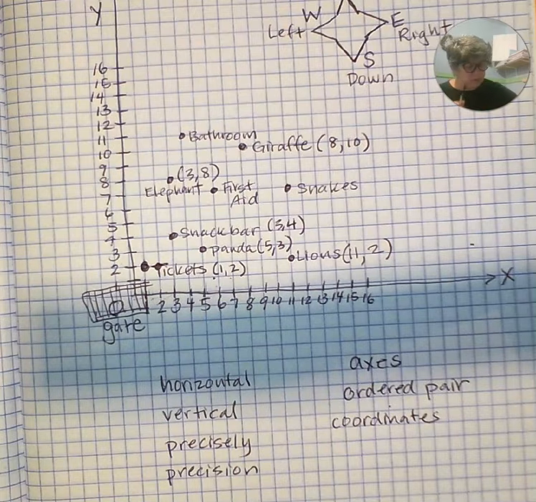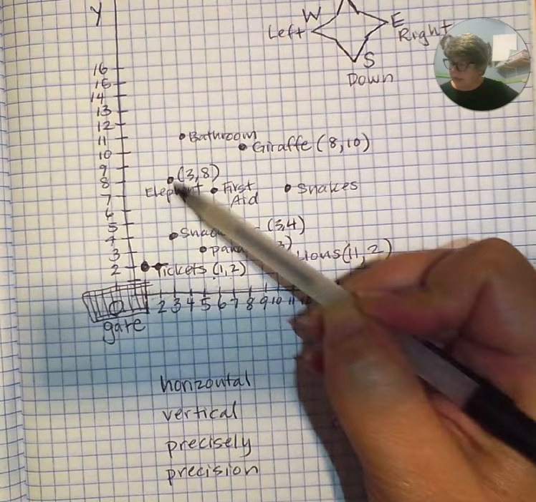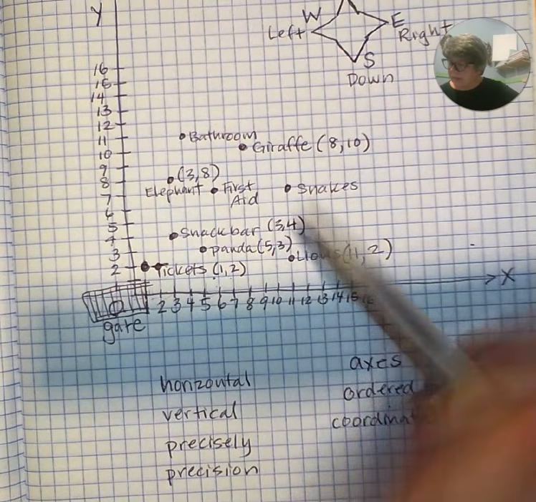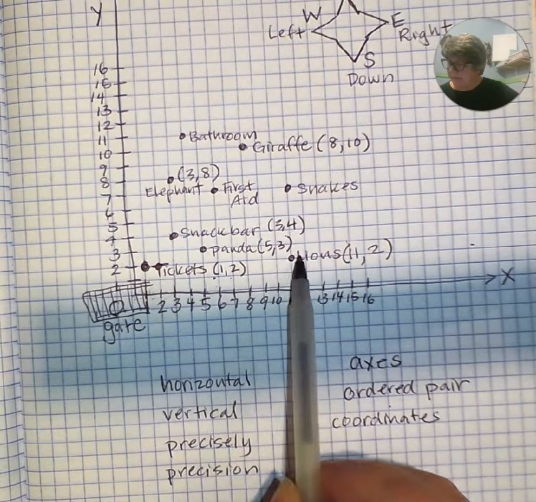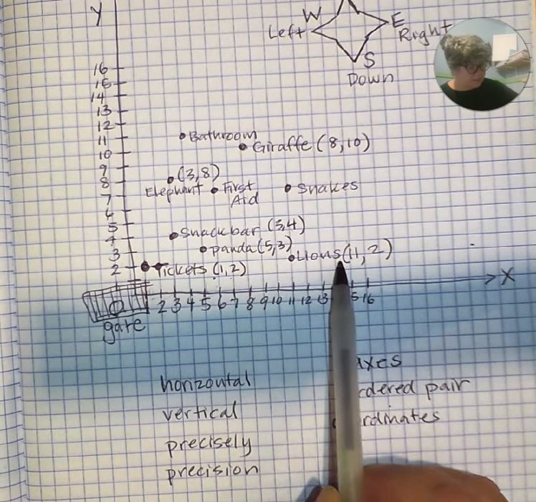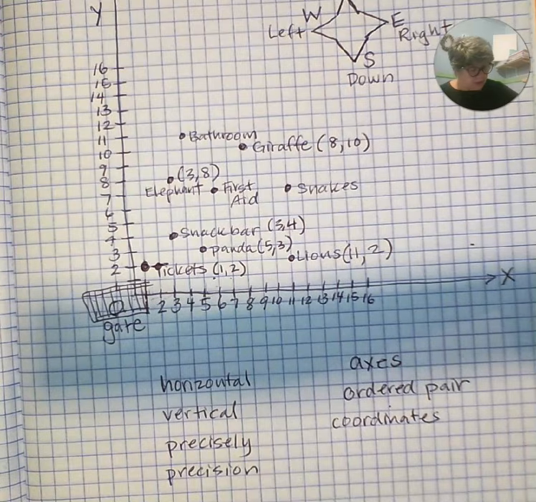When we describe movement between points in a coordinate plane, we use directions: right, left, up, or down. When we start at one point and we move right or left, the X coordinate of the resulting point is different. And when we start at one point and move up or down, the Y is different, right? So between the snack bar and the elephant, it's our Y that's changing. Between the tickets and the lion, it's the X that's changing. Got that? Okay. All right.